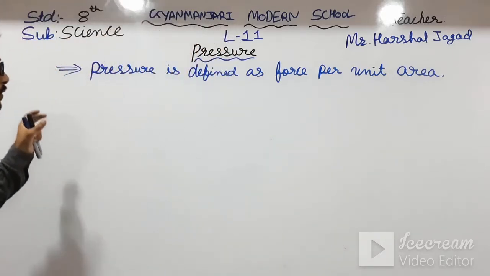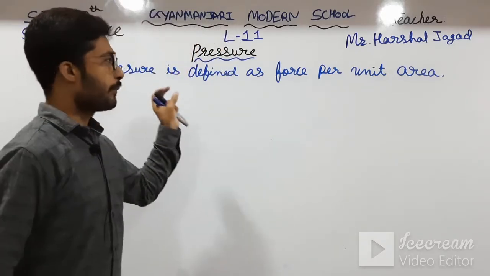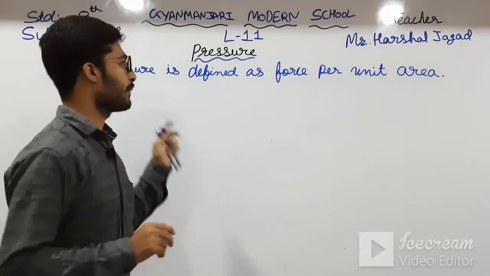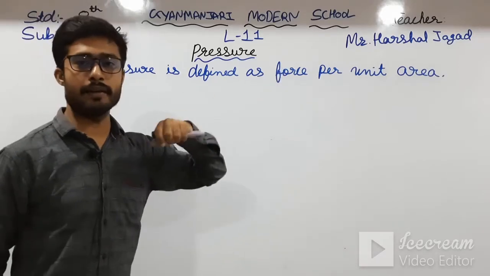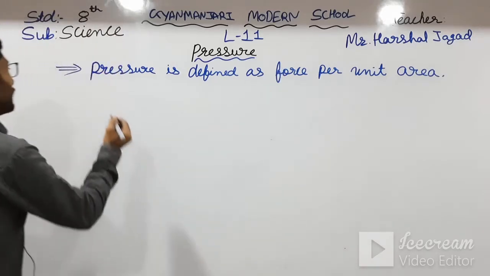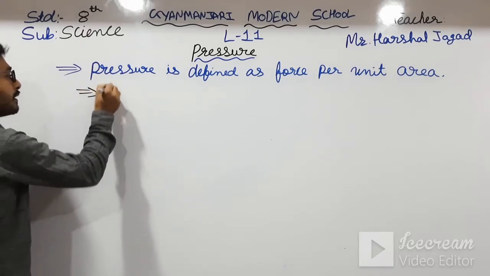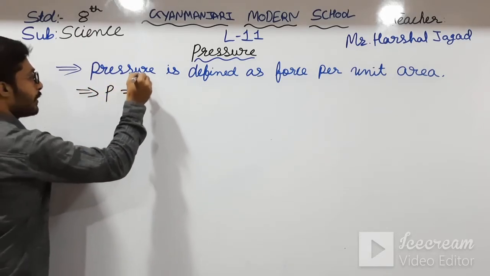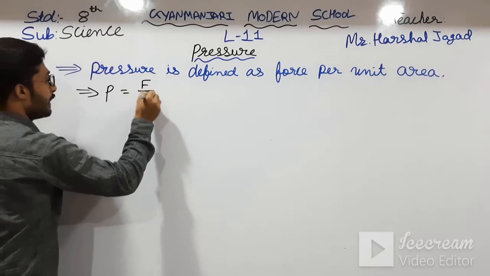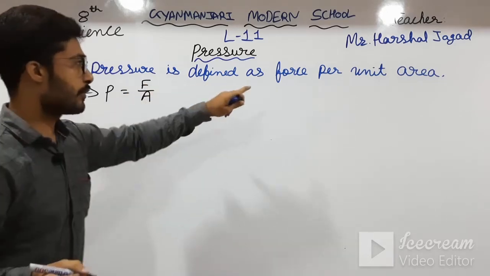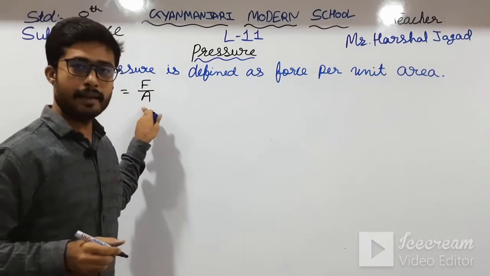You have to learn it by heart. What is pressure? Pressure is force per unit area. The formula for pressure is P equals F upon A, where F is force and A is the area.